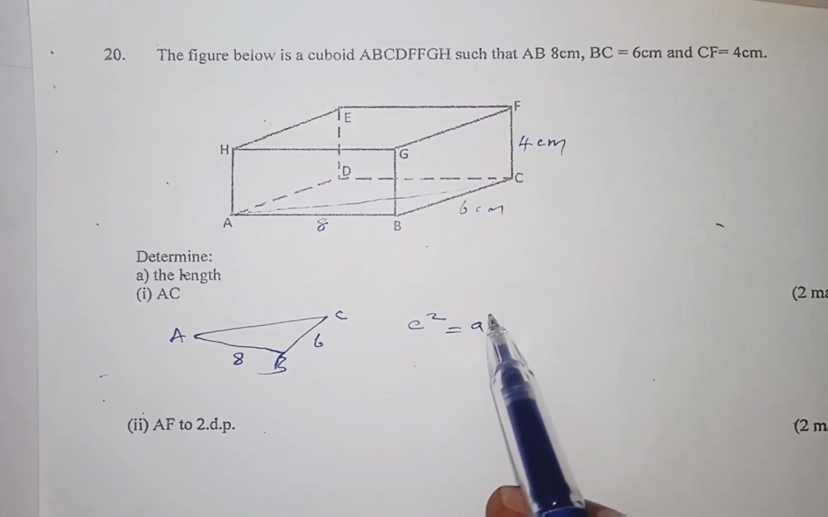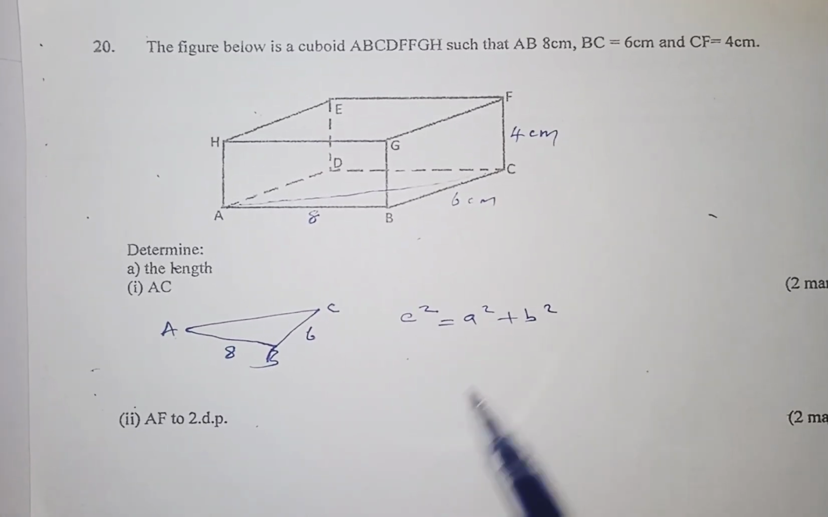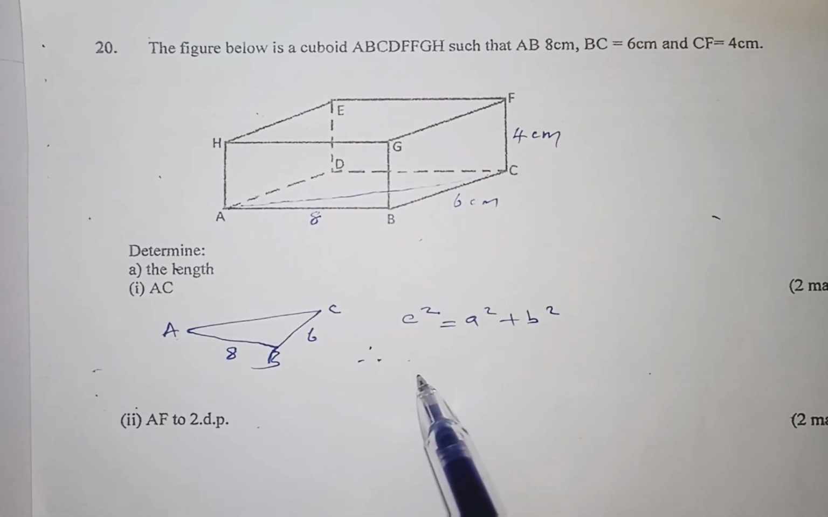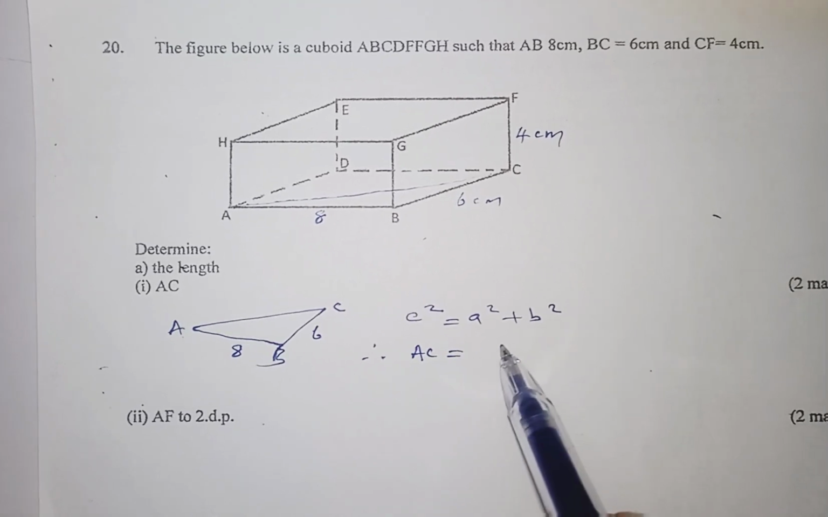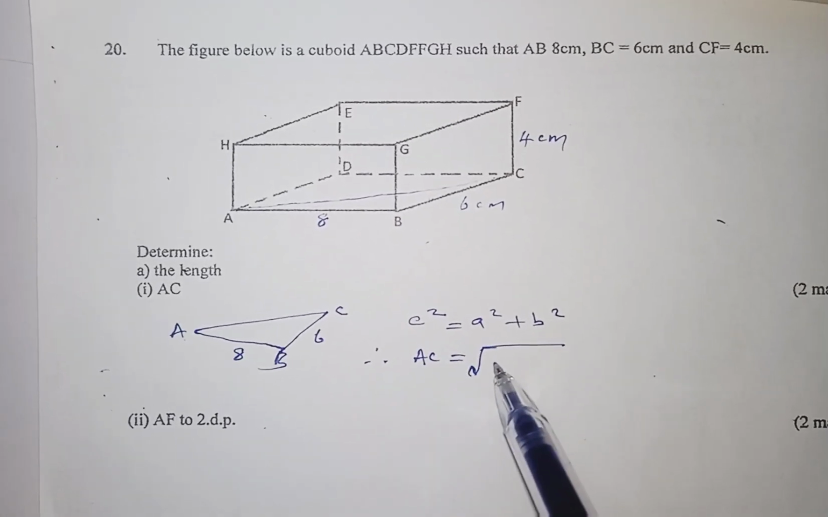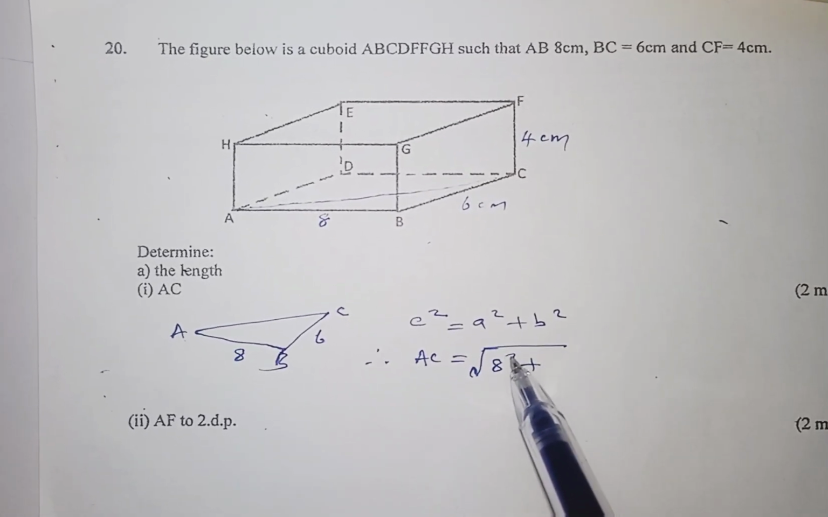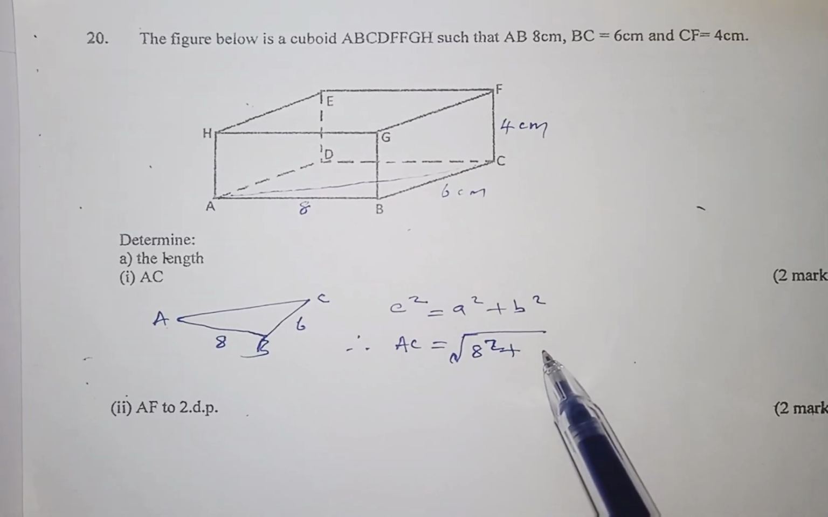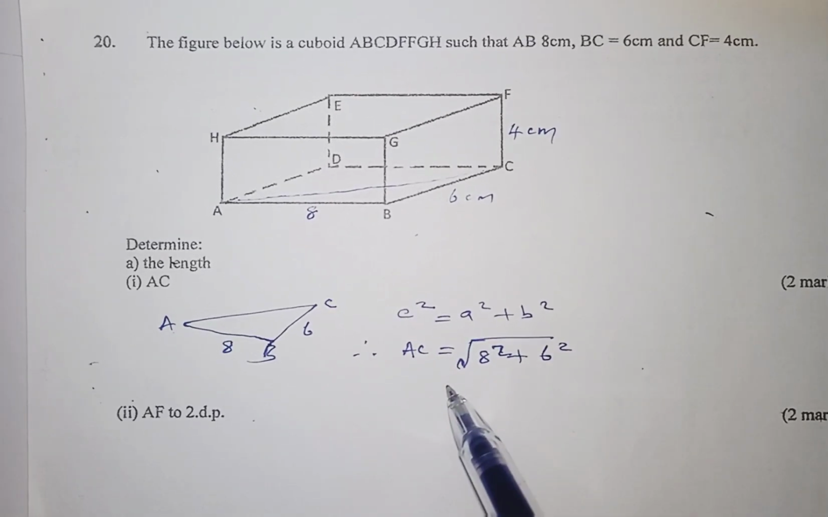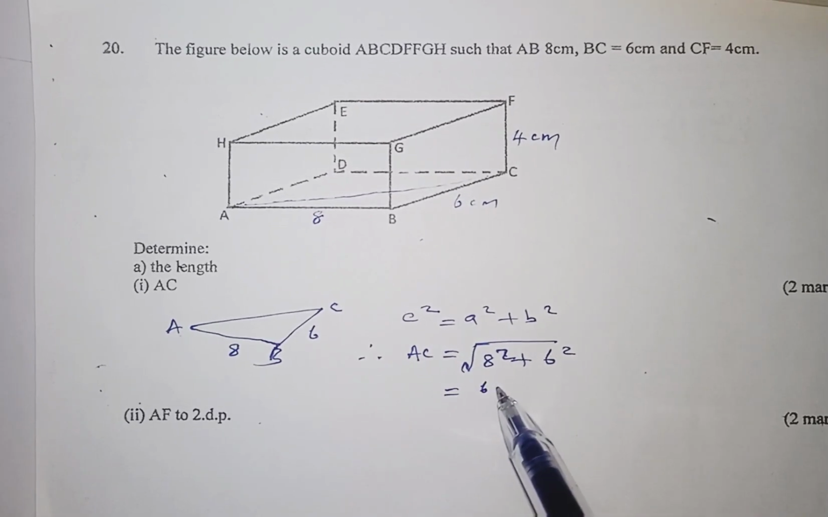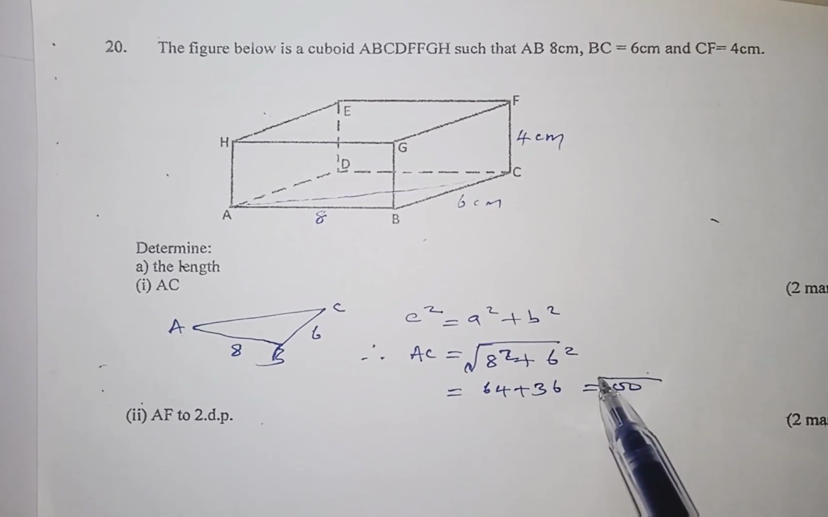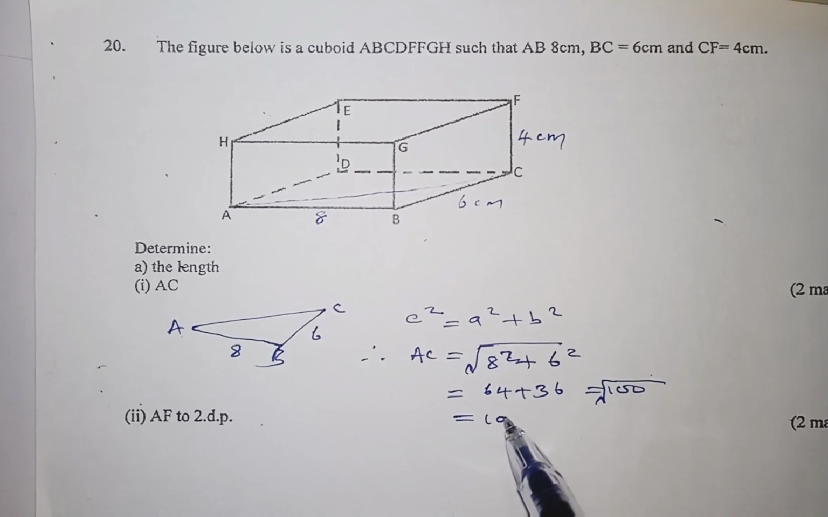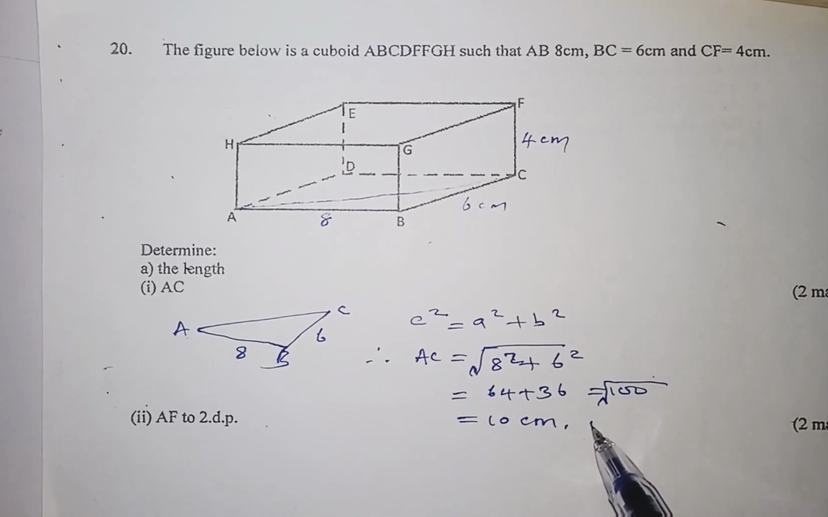So C squared is equals to A squared plus B squared. So therefore, AC is equals to the square root of 8 squared plus 6 squared. Then we get 64 plus 36, which is 100. The square root of 100 is 10 centimeters.